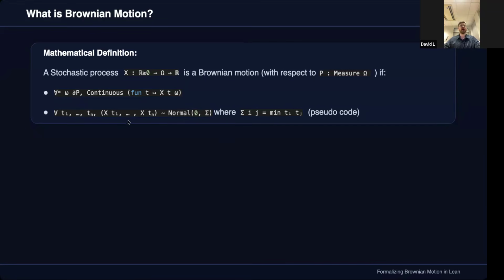This basically says that the finite dimensional distributions of Brownian motion should be given by a multivariate normal with mean 0 and covariance given by a matrix defined by, so the ijth entry is equal to the minimum of t_i and t_j. Okay, and so perhaps the best way to get a sense of what Brownian motion is, is not to read the definition, but to see it.